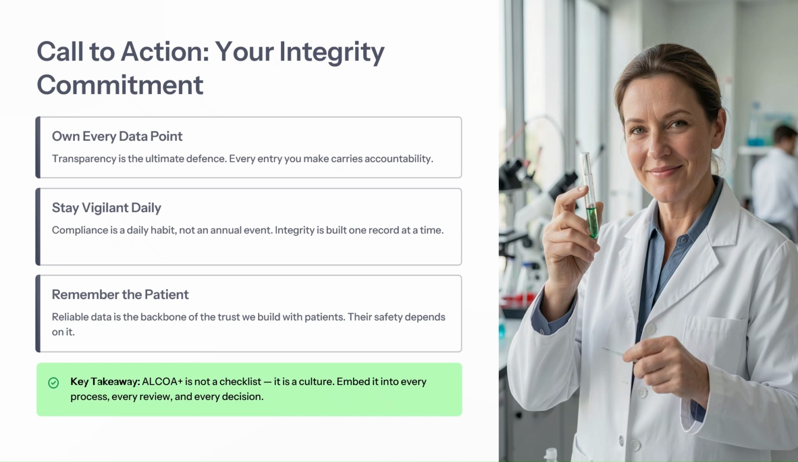The key takeaway from this session is simple. ALCOA Plus is not just a checklist, it is a culture. When data integrity becomes part of everyday laboratory behavior, organizations achieve compliance, maintain credibility, and most importantly, protect patients.